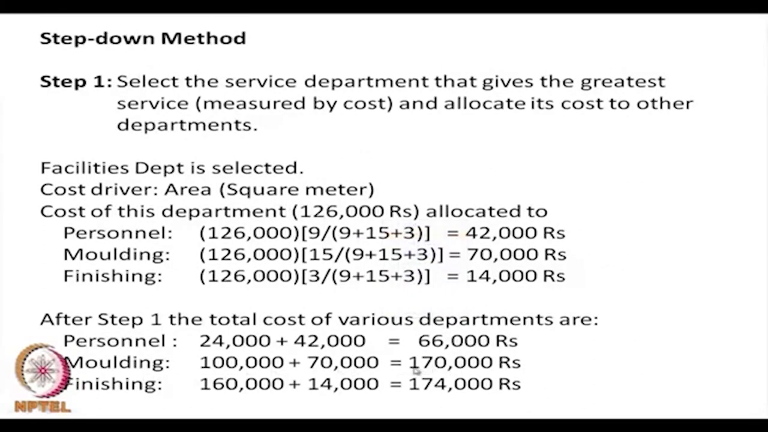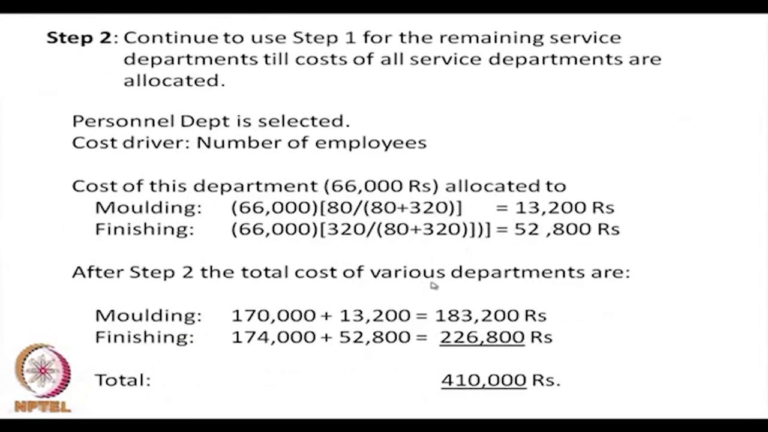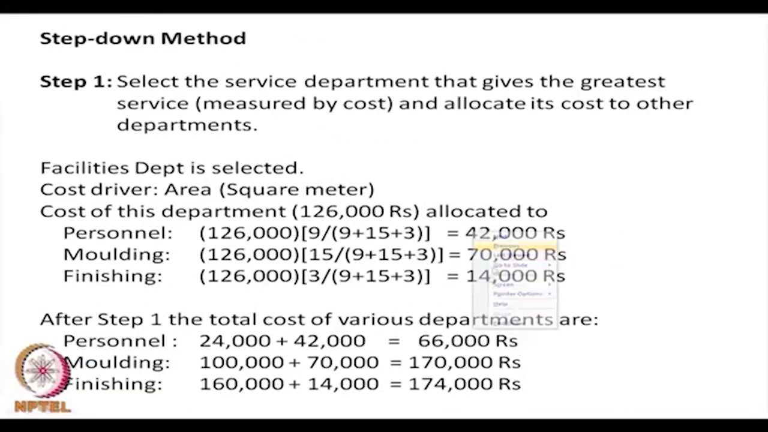The original direct cost was only 100, but after allocation of cost from the facilities department, the amount was 170,000 rupees. This 170,000 rupees is now added to the 13,200 rupees, making it 183,200 rupees. So, this is therefore the total cost associated with molding department, and the total cost associated with finishing department is, previously it was 174 here.